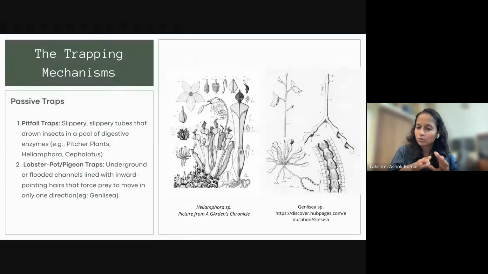So that was a pitfall trap. And then there are lobster pot or pigeon traps. These plants are not in India, but Genlisea is a genus of carnivorous plants which has corkscrew roots underneath. It works just like Utricularia and their bladders. Utricularias have bladders at their ground level, so Genlisea also has their corkscrew roots at their ground level.